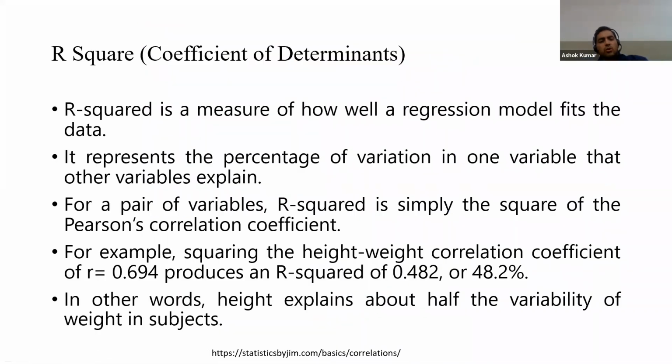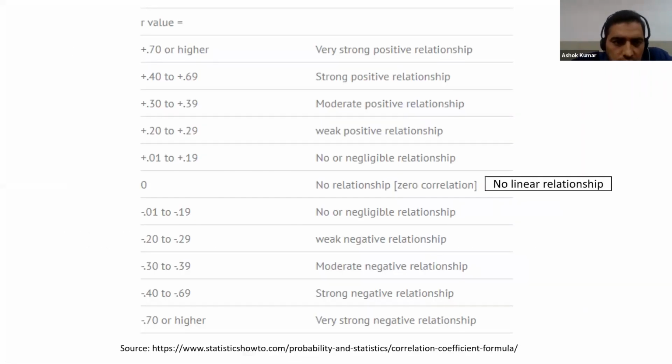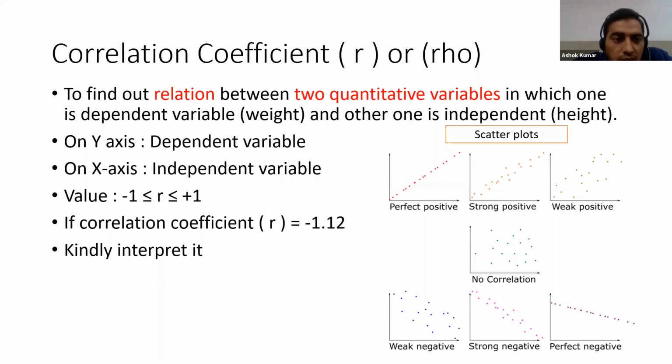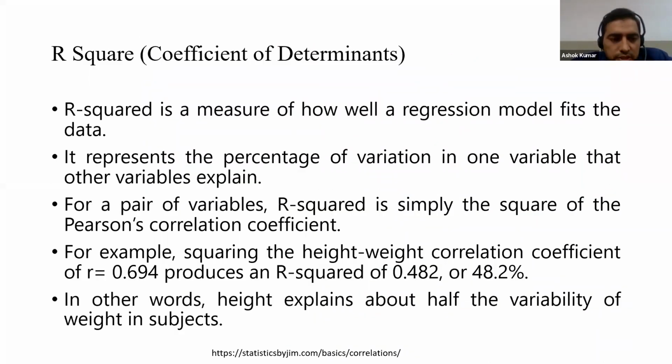Now R square, or coefficient of determination. If we square R, it's called R square or coefficient of determination. R square is a measure of how well a regression model fits the data. We will discuss it in SPSS, no problem. It represents the percentage of variation in one variable that the other variable explains, meaning the dependent variable and the independent variable.